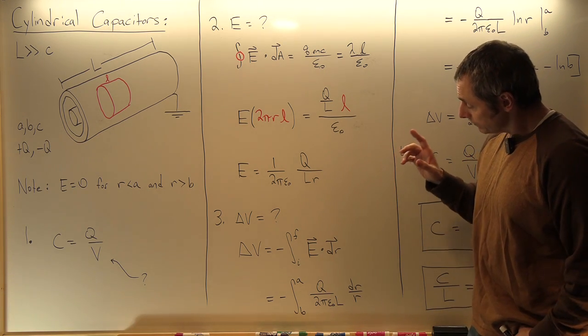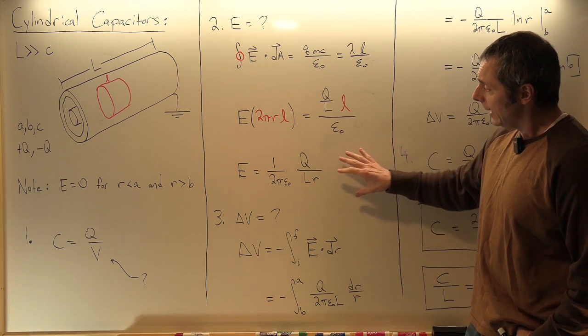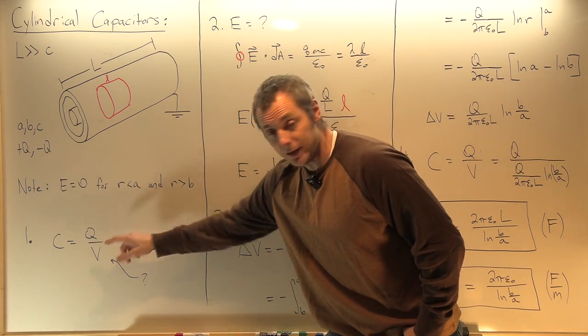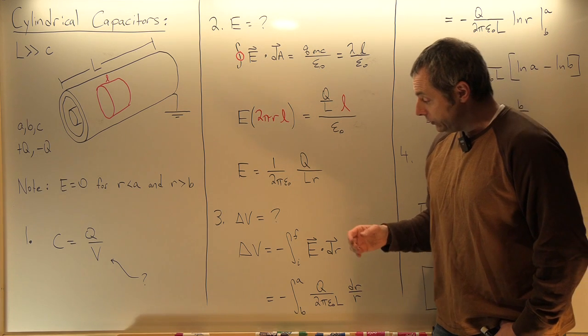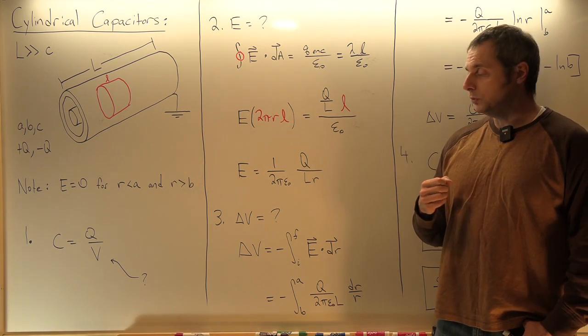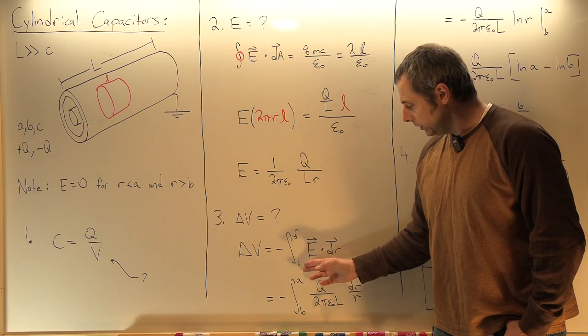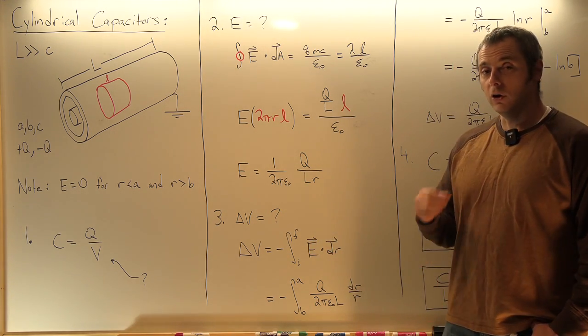Okay, so then the next thing that I'm going to do, now that I have the electric field, remember, I'm trying to get the voltage. So I calculate the voltage, and I do that through the definition of voltage, which is negative the integral of the electric field from one point to another along a path.